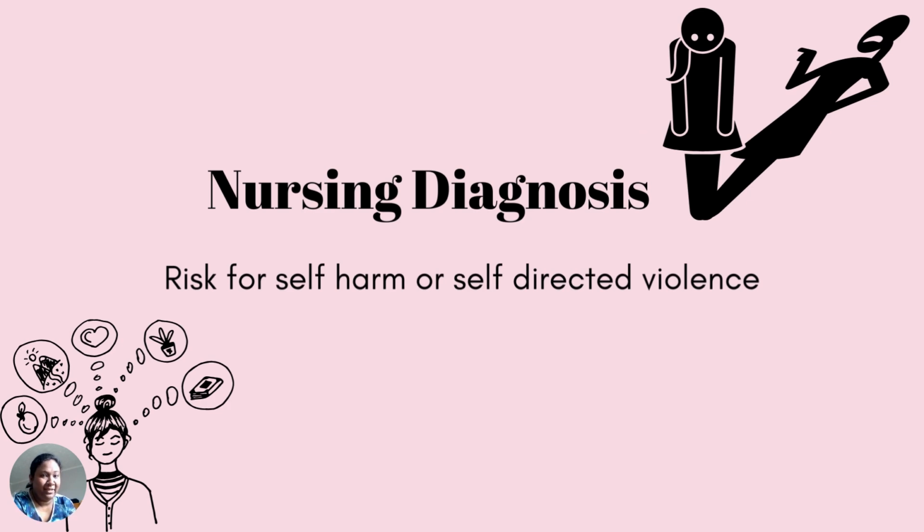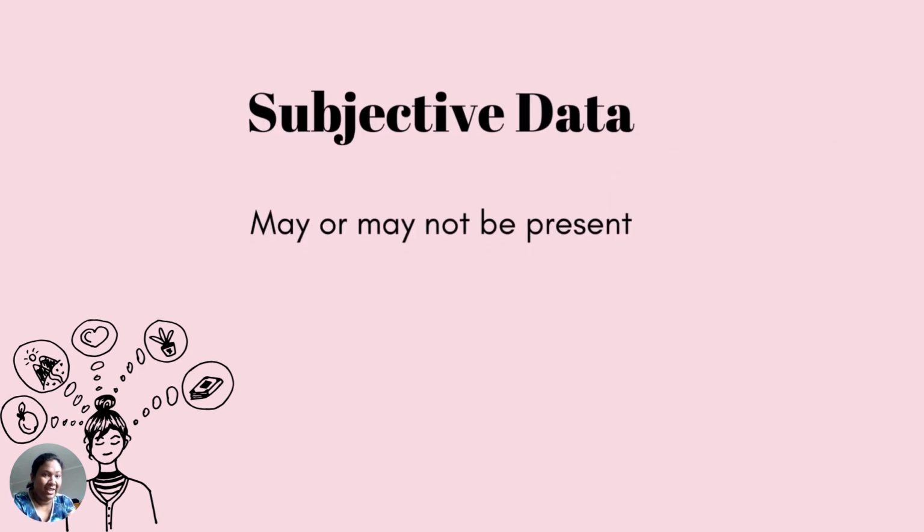It says risk for self-harm or self-directed violence. You can always add "as evidenced by" and your observation. It's up to you. Next, we go to the subjective data. In subjective data, you may or may not have it, but as I was saying, I have given a scenario sample, and I've given subjective data in case you wish to refer.